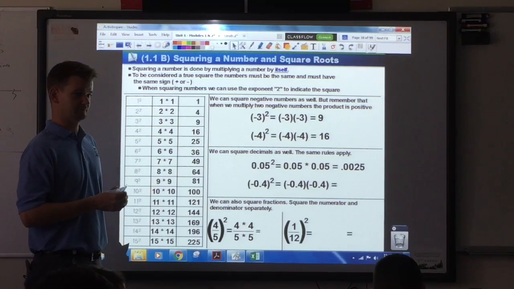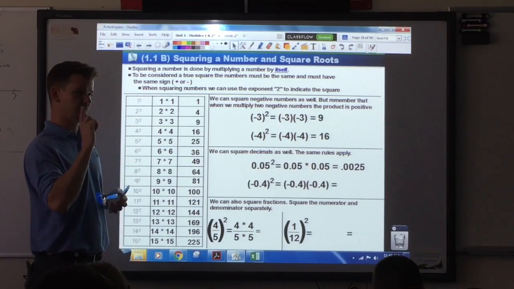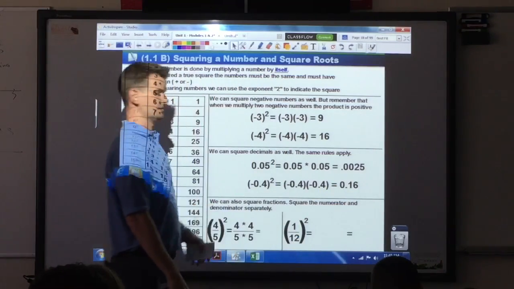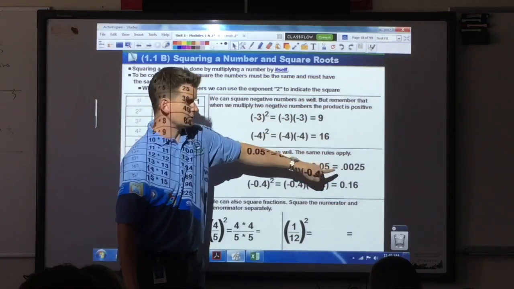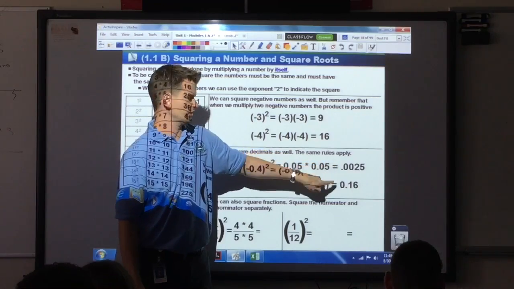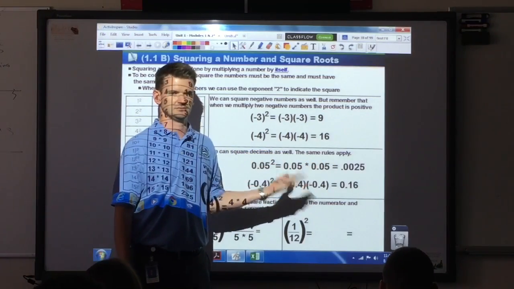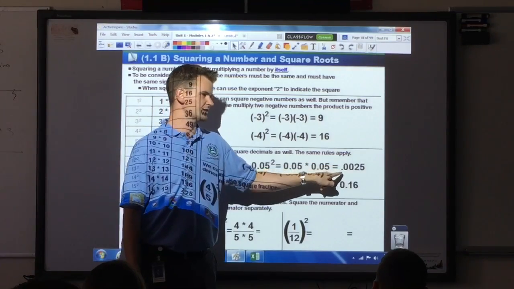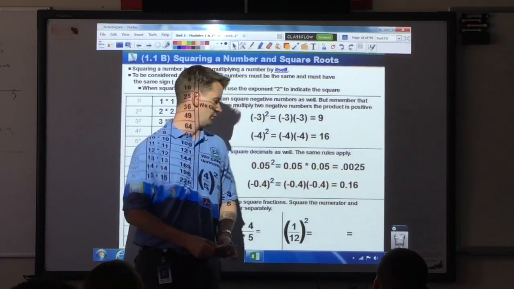What do we got? 0.16. Positive 0.16, or positive 0.16. Now, I'm writing it both ways. You notice here I didn't write the 0 before the decimal. Here I did. Does it really matter? Doesn't to me. You can write it with the 0, without the 0, I don't care, as long as the decimal's in the right spot and these numbers are in the right spot.